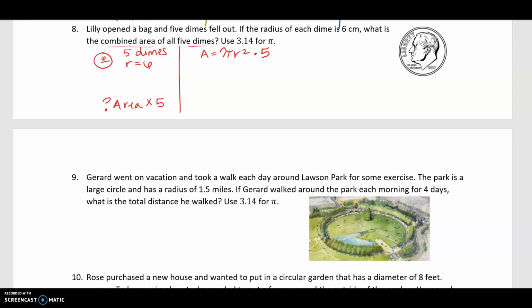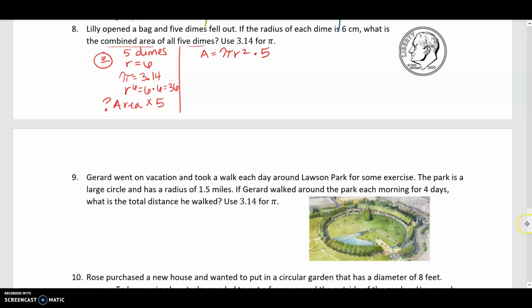So once our formula is written, we're going to go ahead and fill in our numbers. So instead of pi, we're going to use, it says pi is 3.14. And then our radius squared. So if our radius is 6, then radius squared is 6 times 6 is 36. And then once we do all of that, we can multiply by the 5 since it's asking for the combined area, which means all of them together of 5 dimes.